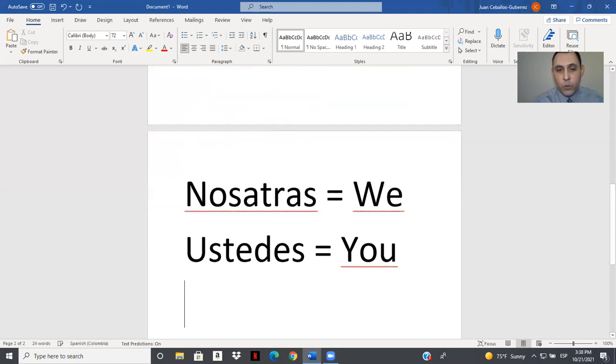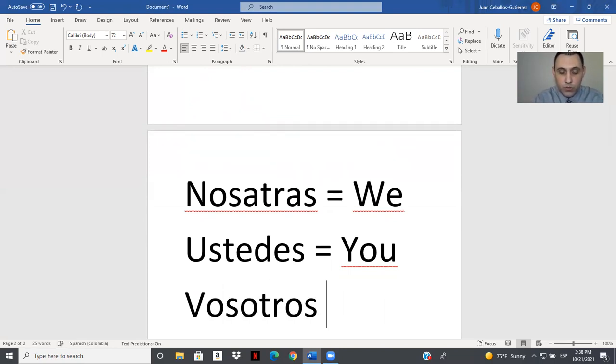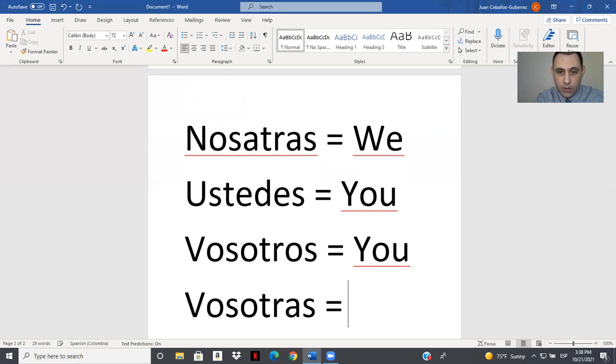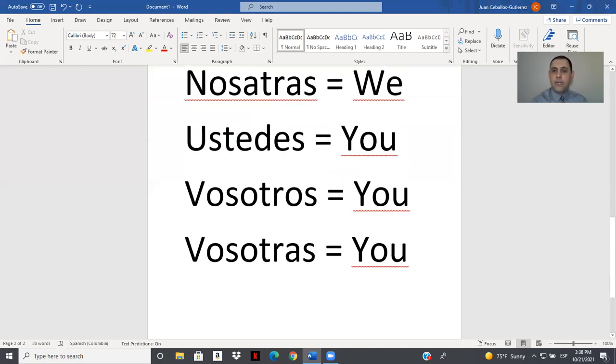Ustedes is you plural in English. So it's like saying you all. In Spain, there is a version that is vosotros. It is also the same in English as you all. And vosotros has two versions, vosotras as well. All of this is you plural in English. But vosotros and vosotras is only used in Spain.